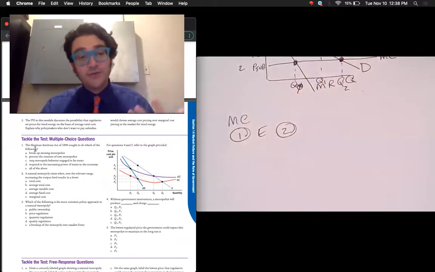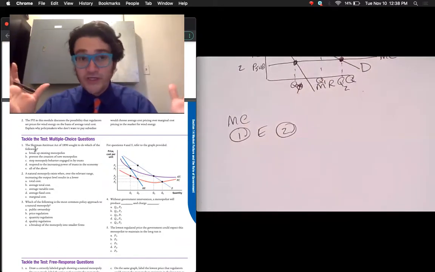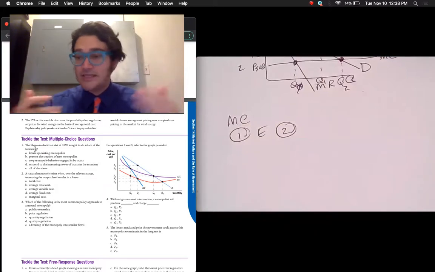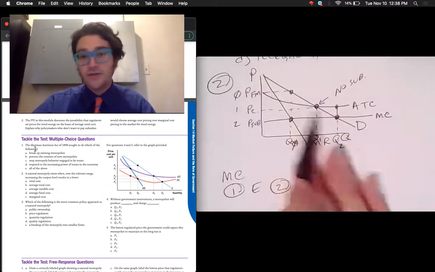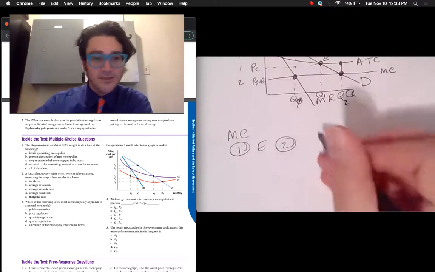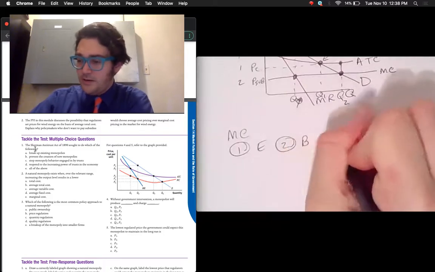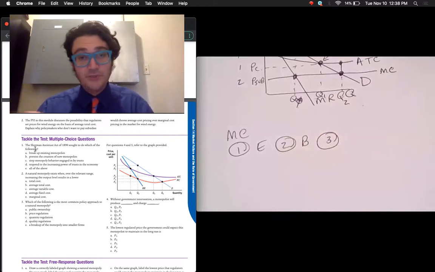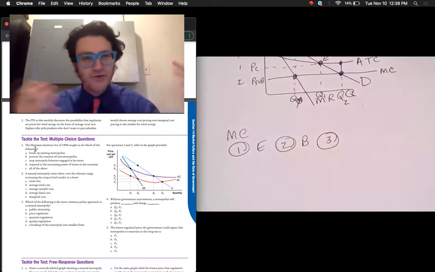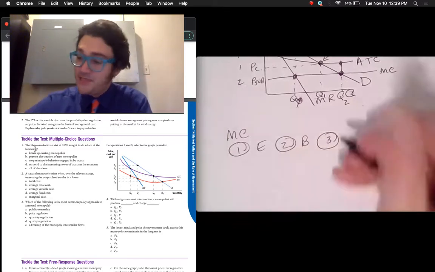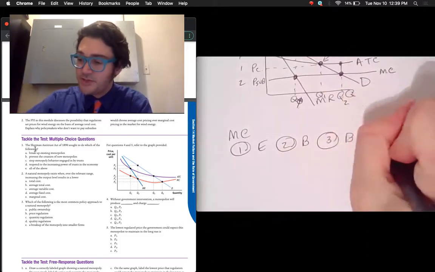Number 2, a natural monopoly exists when over the relevant range for demand, increasing the output level results in a lower ATC. That's literally what I just drew up here, is that throughout the range for which demand exists, you're always in the downward sloping ATC. So that answer is B. Number 3 says, which of the following is the most common policy approach to a natural monopoly? We don't want to break them up, right? As opposed to an artificial monopoly where we can break those up anytime. A natural monopoly, we want to regulate the price. So that is B. And we looked at that also in the lecture video.